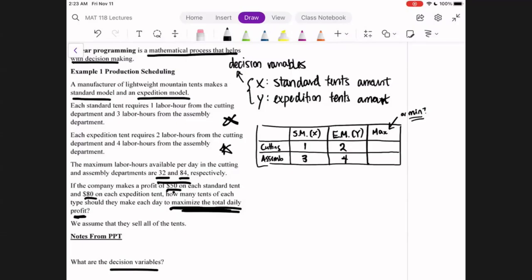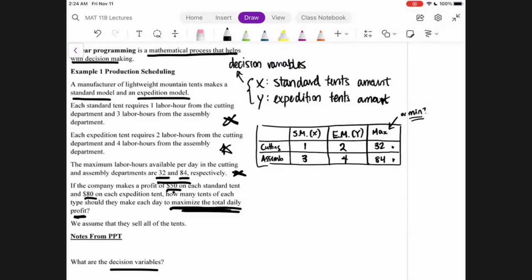So you want to think for cutting, we read through the problem again. It says the max hours, right? So right here for cutting is 32. And the max for the other one is 84, right? So, I could think of a lot of ways that would work. I could make 10 of the standard, and that would only use 10 hours of cutting because 1 times 10, but then that would use 30 hours of assembly. And then I could make some of the expedition tints, as long as I don't go over the max that I have listed here, these 2 maxes.